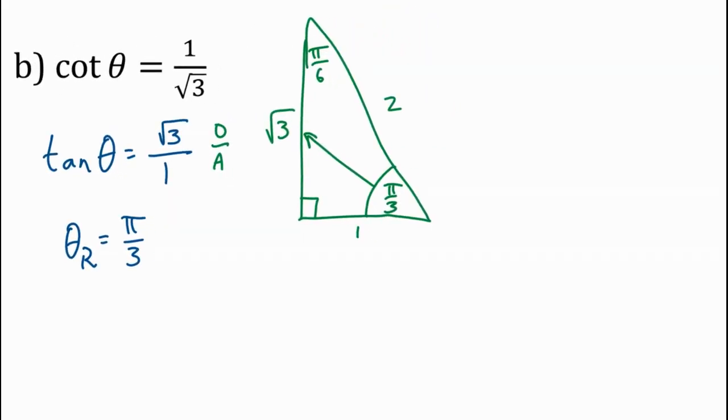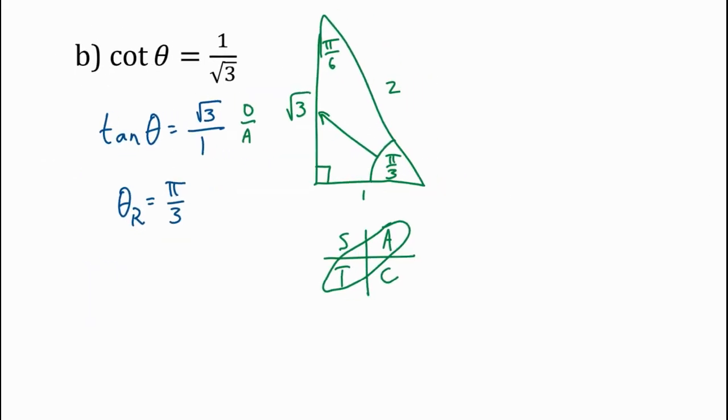Next step, cast rule to figure out what quadrants we're in. The ratio is positive, so we're in those two quadrants. So if theta related is pi by 3, what is theta in quadrant 1? Pi by 3. It's equal to the related angle, right?